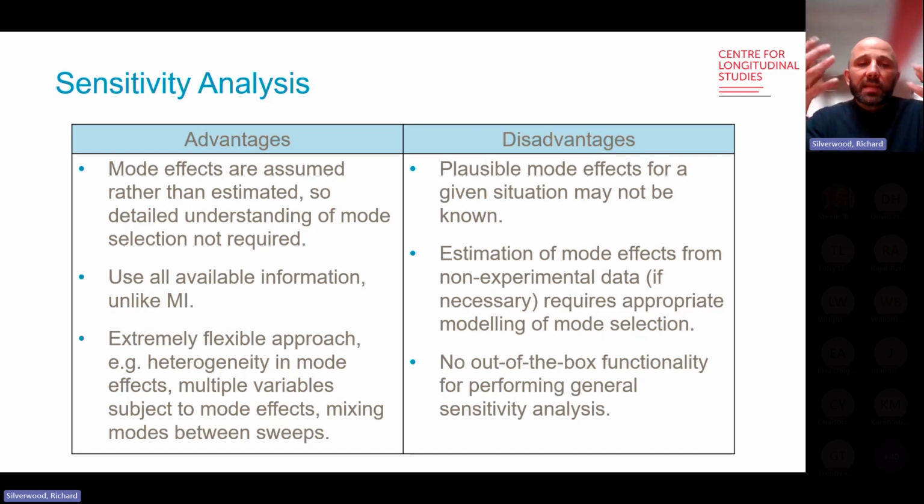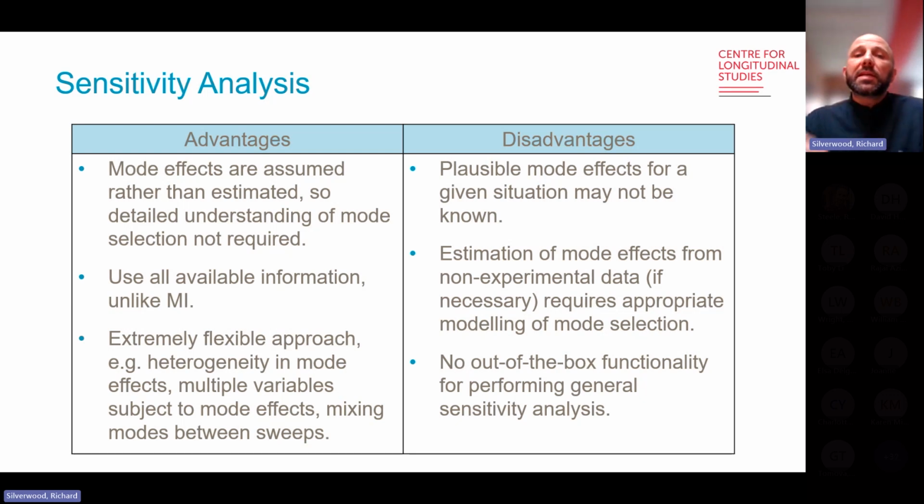So for example, if we believe that there's heterogeneity in mode effects, so different mode effects for different population subgroups, we can allow different mode effect parameters for each of those. So say we think mode effects are different in men and women, then we just allow them to differ by having different parameters and applying those in our sensitivity analysis. Similarly, if there are multiple variables that are subject to mode effects, either collected at the same sweep of data collection or different sweeps, then we can allow for that in the analysis by having different sensitivity analysis parameters. And again, if we're mixing modes between sweeps, the same thing applies.